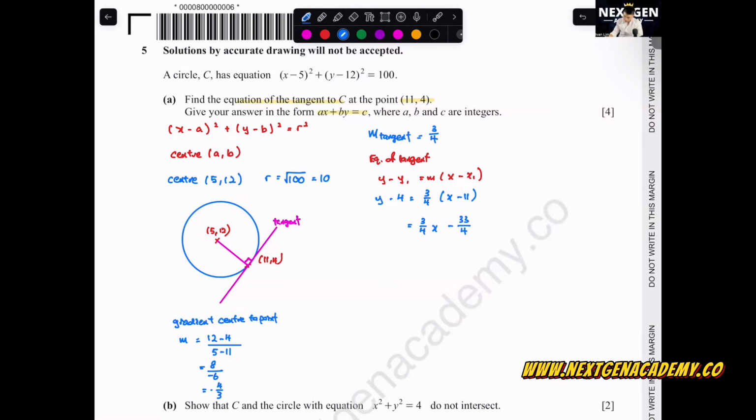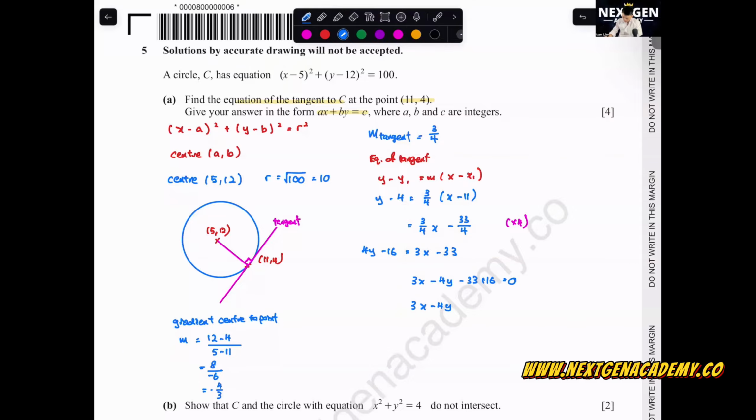Okay, they want it in a certain form, right? They want it in ax plus by equals c. So for me, I don't need to change it to y equals mx plus c. We want to get rid of the 4 at the bottom. First, we multiply the whole thing by 4. So this will become 4y minus 16 equals 3x minus 33. I will shift everything to the right-hand side. So 3x minus 4y minus 33 plus 16 equals 0.